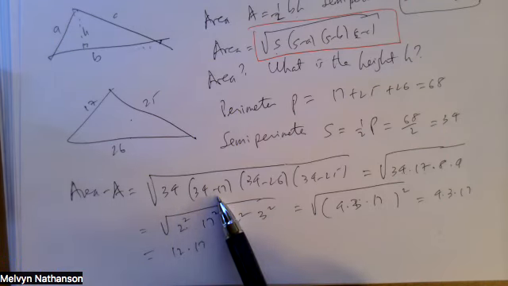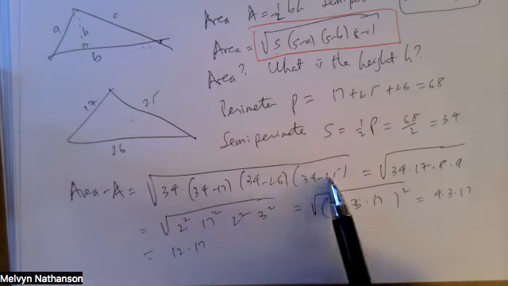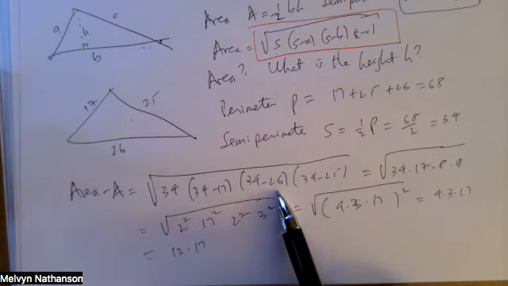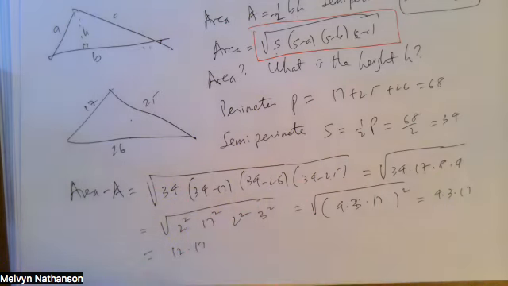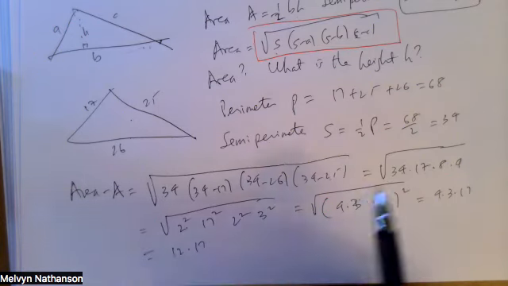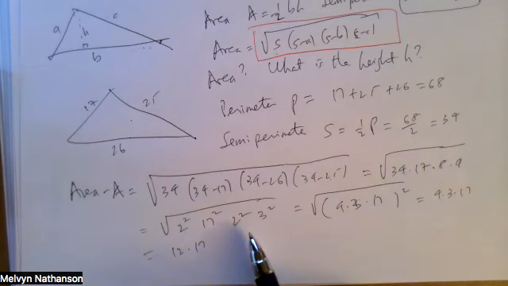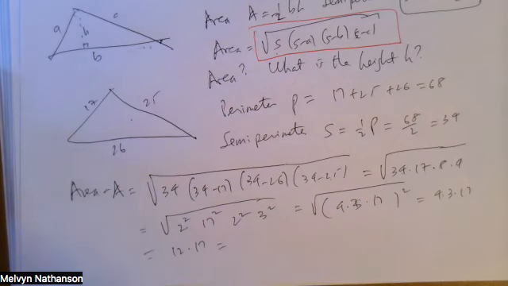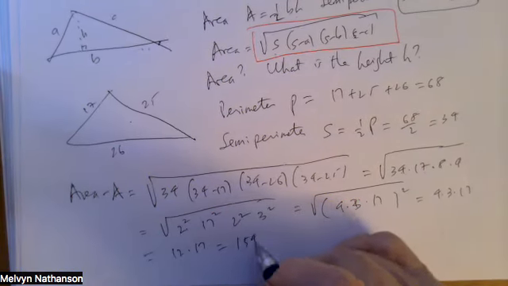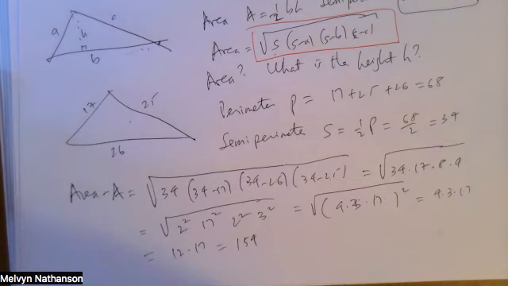$34. 34 minus 17, 34 minus 25, and 34 minus 26. So that's 34 times 17 times 8 times 9. So that's 17 times 2 times 8. So that's 17 times 16. 17 squared, 4 squared, 3 squared. So I get 12 times 17, which is 154. This is an example from the book.